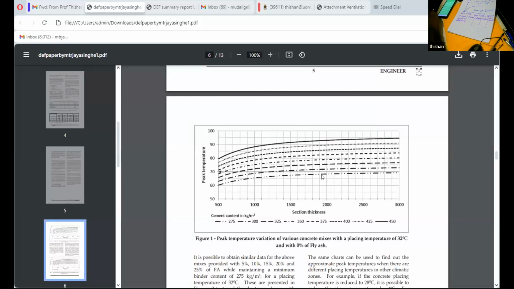150 divided by 450, 33% is too much. Writing something. So I have 120 divided by 420. What is the answer? I think I got it. 28%. So that means I cannot use 120. I have to use about 100 fly ash and 300 cement. 400, right? Now I cannot increase the cement content. Now you can see the problem.